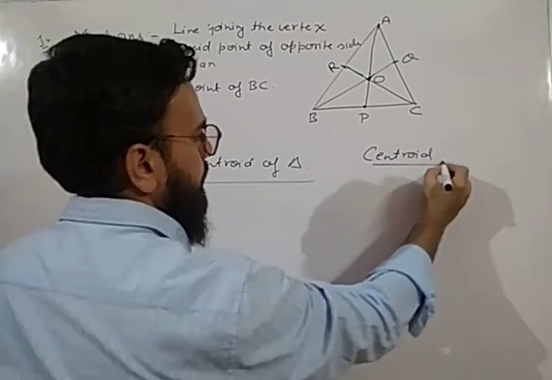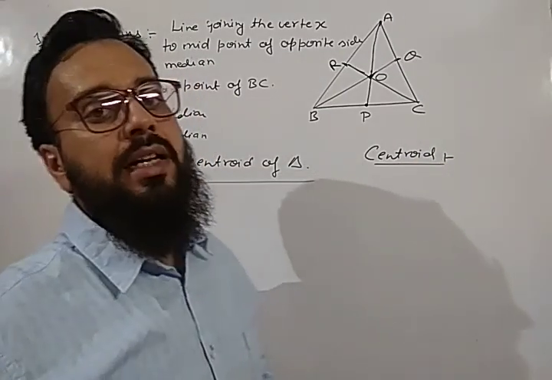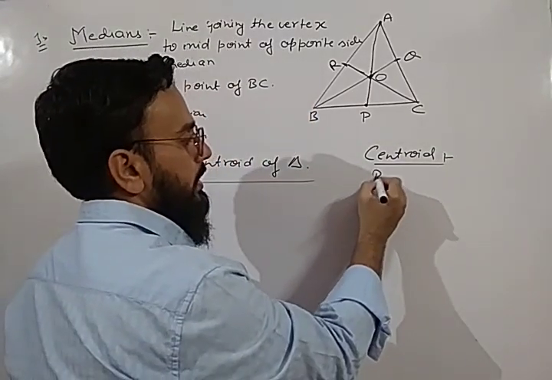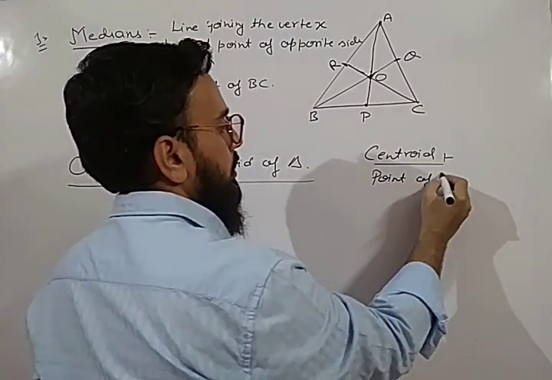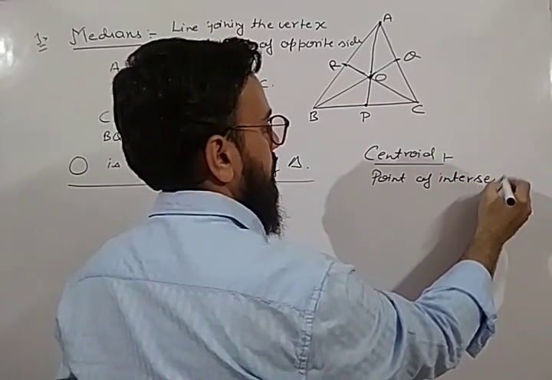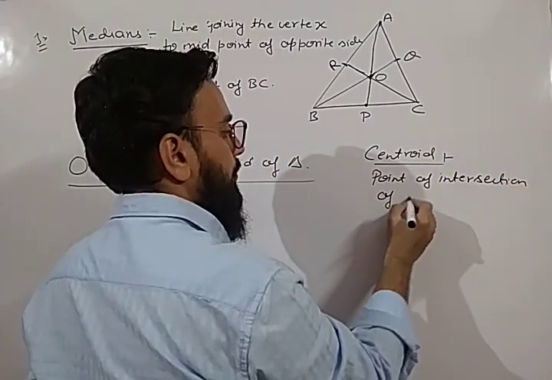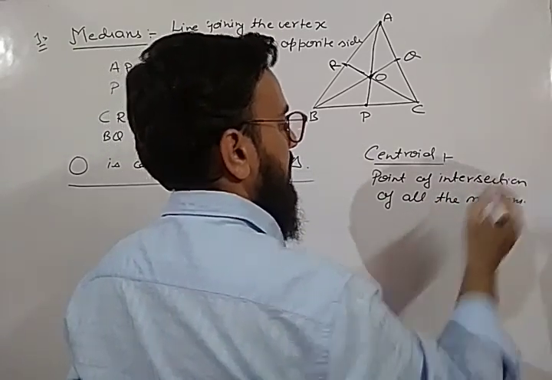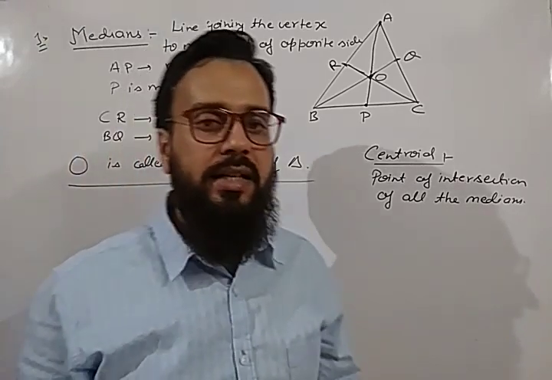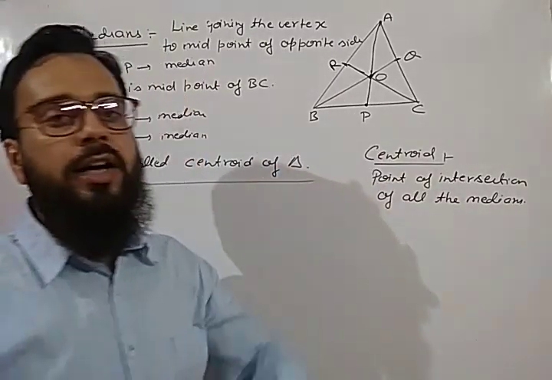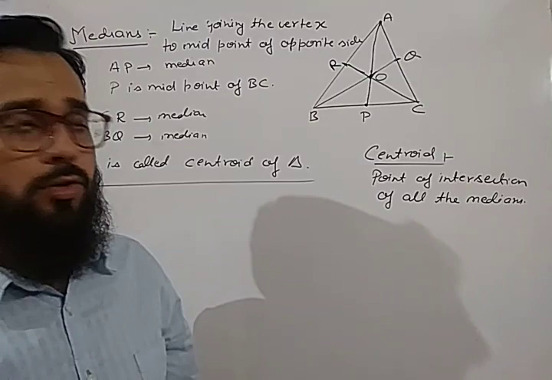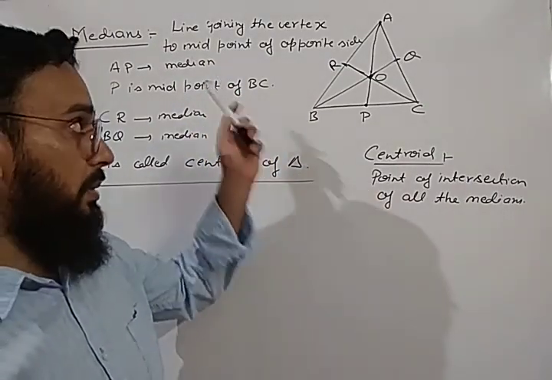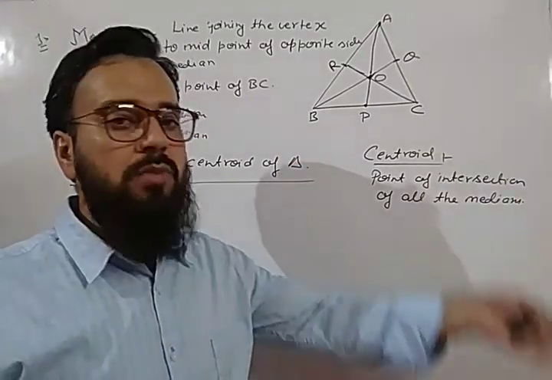You should know the definition of centroid. What is centroid? Centroid is the point of intersection of all the three medians, or we can say the point where all the medians intersect each other. That point is called the centroid of a triangle. So this is the first term related to triangle, median and centroid. You should remember these things because they will be generally used in most of the questions.